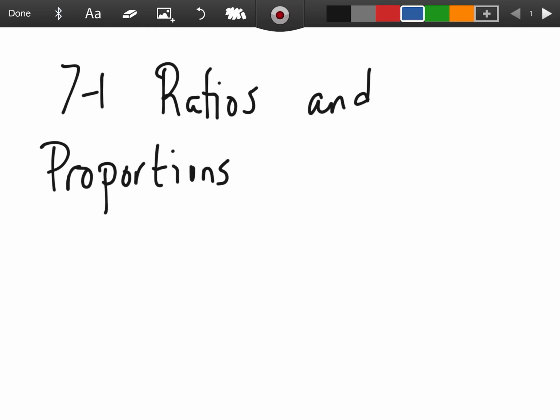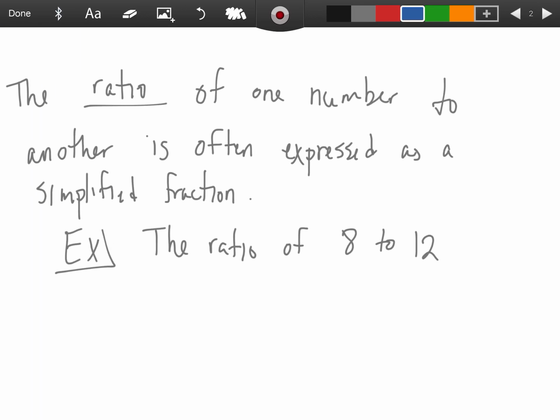In this video we are finally moving on to chapter 7. Chapter 7 has to do with similar polygons, but before we jump into the geometry of it, we are just going to start off talking about a little bit of algebra with ratios and proportions in 7.1. So 7.1 really focuses on ratios. We'll introduce proportions at the end, and then 7.2 will continue that work with proportions. So without further ado, let's get going.